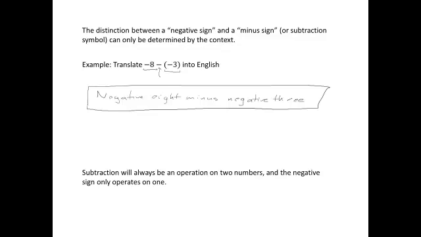Subtraction will always be an operation on two numbers, but the negative sign will only operate on one. In the example above, we have our two negative signs, negative 8 and negative 3. Those two signs are only operating on the number to the right. The negative applied to the 8, negative applied to the 3. The subtraction symbol in between them is operating on two numbers. It's creating a relationship between the number, negative 8, and negative 3.